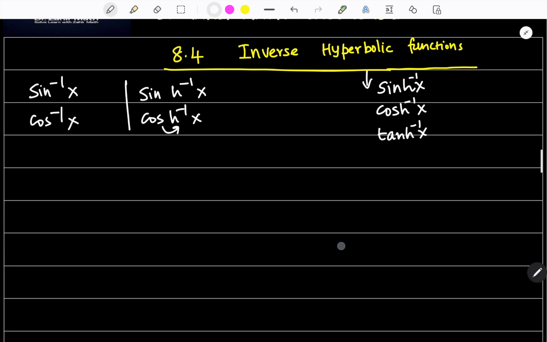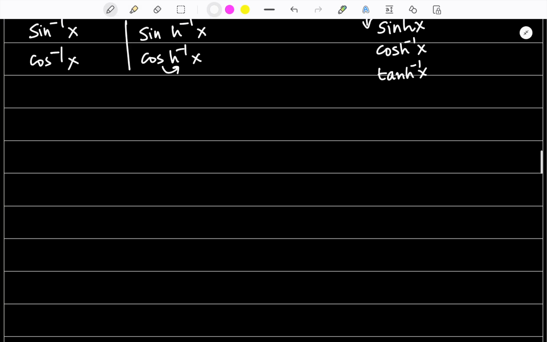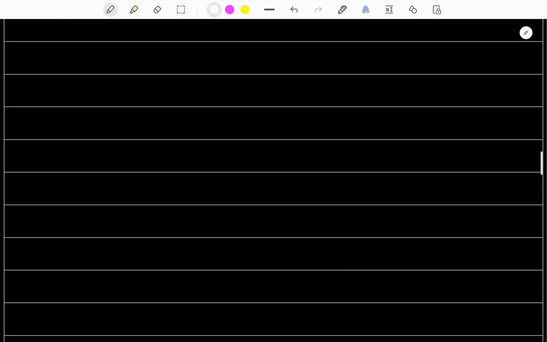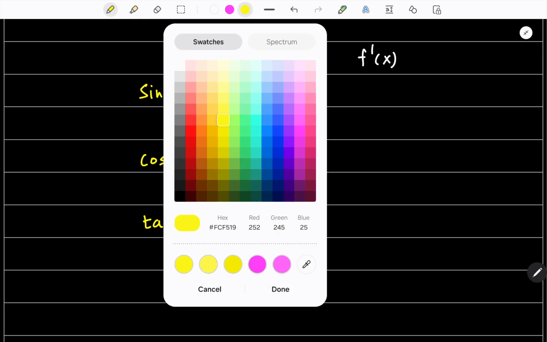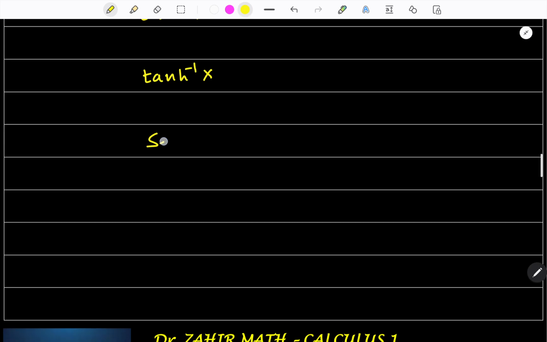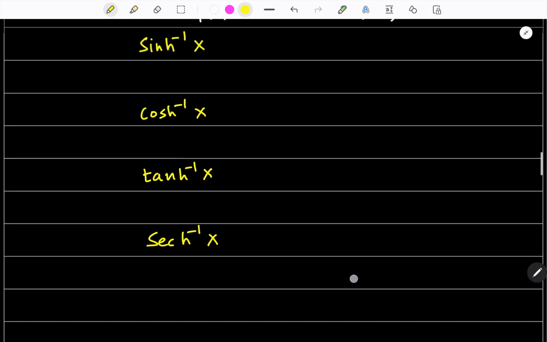Here also we have to study a total of 4 rules. How many rules do you have to study? In the last exercise we had 6. Now we have 4. Only 4 you are going to study, f of x and f dash of x. What is the rule? We are going to find sine hyperbolic inverse x, cosine hyperbolic inverse x, tan hyperbolic inverse x, and then secant hyperbolic inverse x.